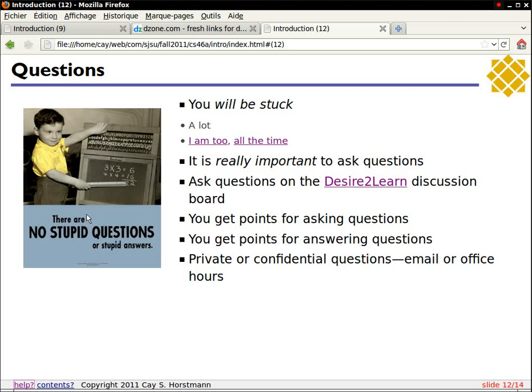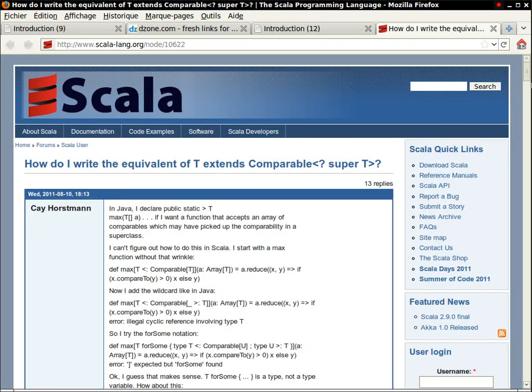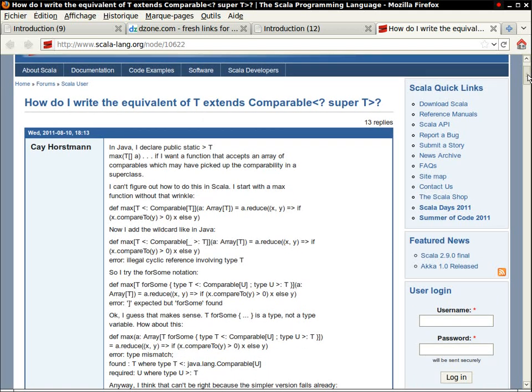But nowadays, I cannot imagine doing my job as a researcher, as a book author, as a teacher, without having the entire world know how stupid I am. So what I did here to demonstrate this, I put a couple of links to some questions that I asked. So here's good old me saying, I want to do this, and I can't figure out how to do it in Scala. The entire world knows that Horstmann does not know how to do this in Scala. They know, they laugh. Well, what choice do I have?